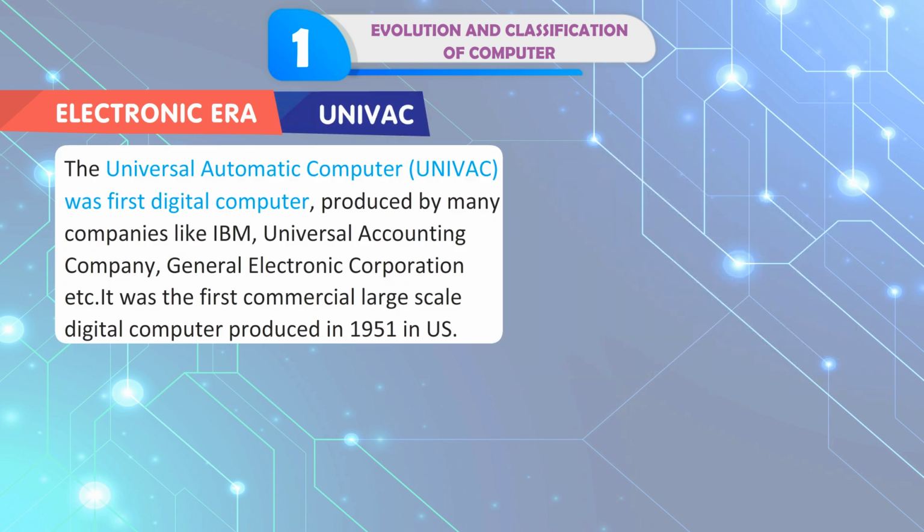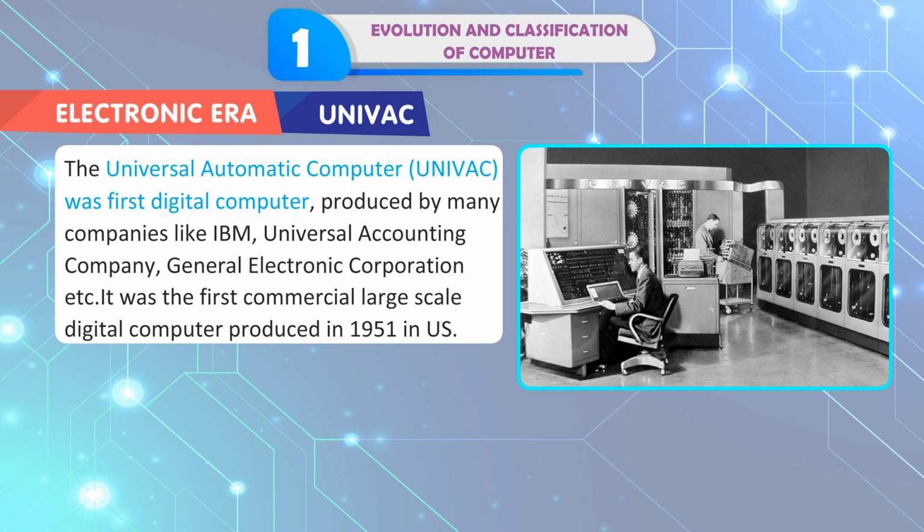UNIVAC. The Universal Automatic Computer, UNIVAC, was the first digital computer produced by many companies like IBM, Universal Accounting Company, General Electronic Corporation, etc. It was the first commercial large-scale digital computer produced in 1951 in US.